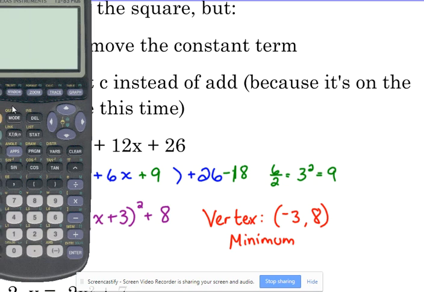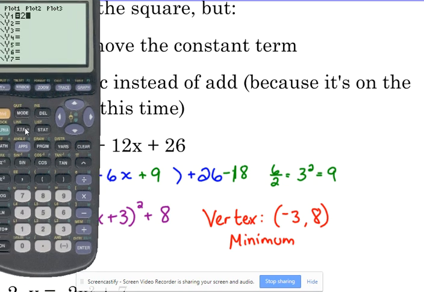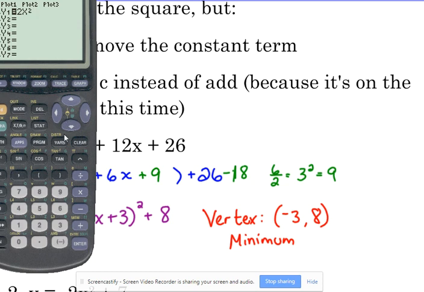Guess what? You can check it. Plug your equation into y equals the original equation, 2x squared plus 12x plus 26. Plug that into your y equals.